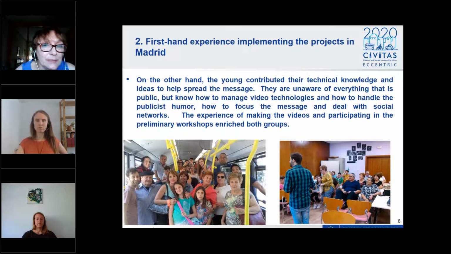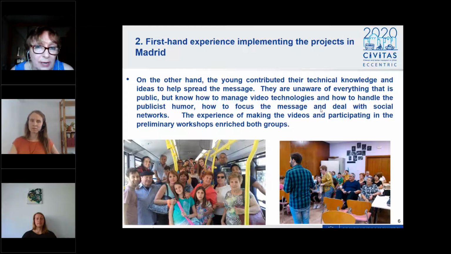You can pass the slides, please. On the other hand, the young contributed their technical knowledge and ideas to help spread the message. They are unaware of everything that is public, but know how to manage video technologies and how to handle the publicist humor, and how to focus the message and deal with social networks. The experience of making the videos and participating in the preliminary workshop enriched both groups.